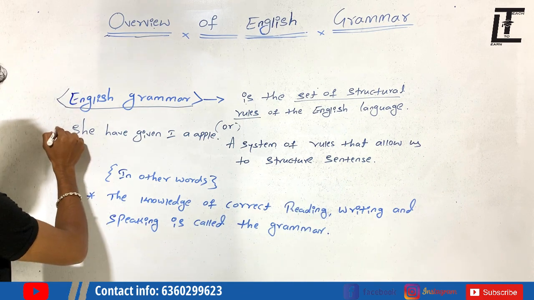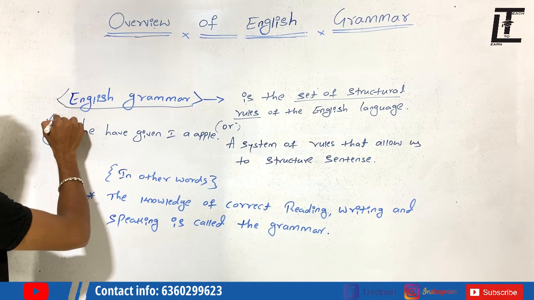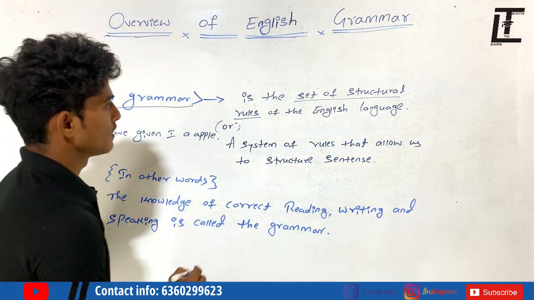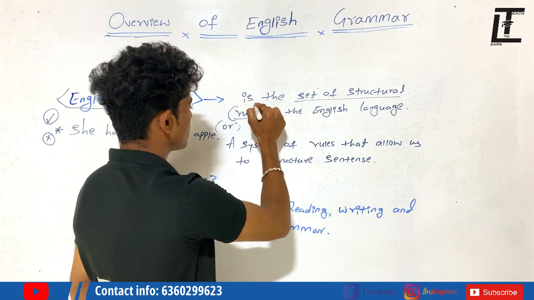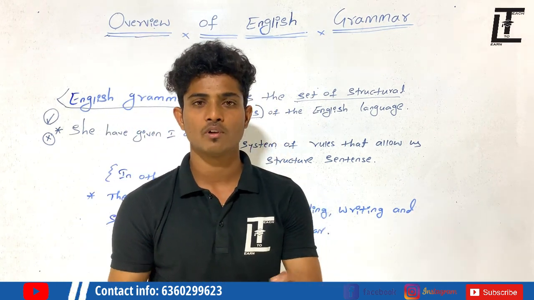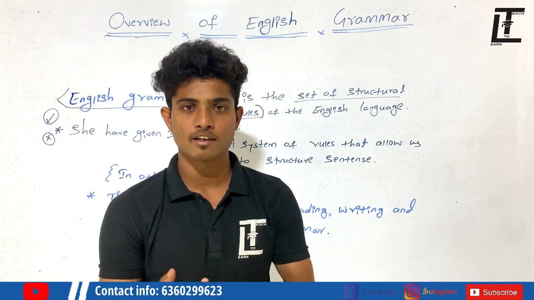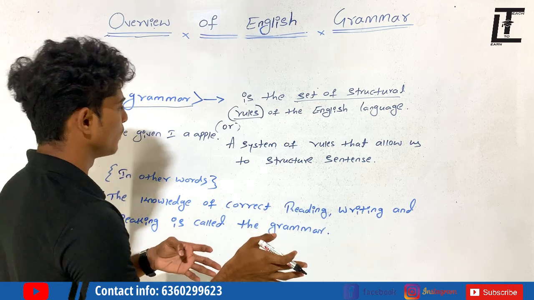So now, is this sentence correct or wrong? I don't know whether it is correct or wrong. So here we have mentioned structural rules. What is this rule? It is not the rules of the Indian Constitution, that you should wear a helmet and you should have a license while driving. No, it is a rule which is very different from that type of rule.